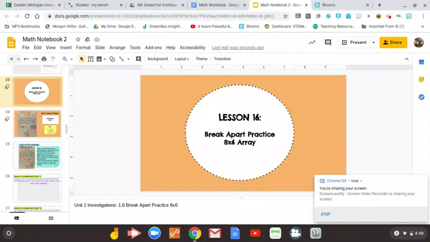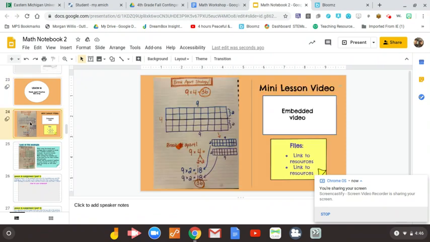Hey everyone, welcome back to Lesson 16, Break Apart Practice and our 8x6 array. So what you're going to be doing today is just some extra practice to show that you understand the break apart strategy for solving multiplication. I have included a couple more examples of a break apart strategy that we talked about in our last lesson.